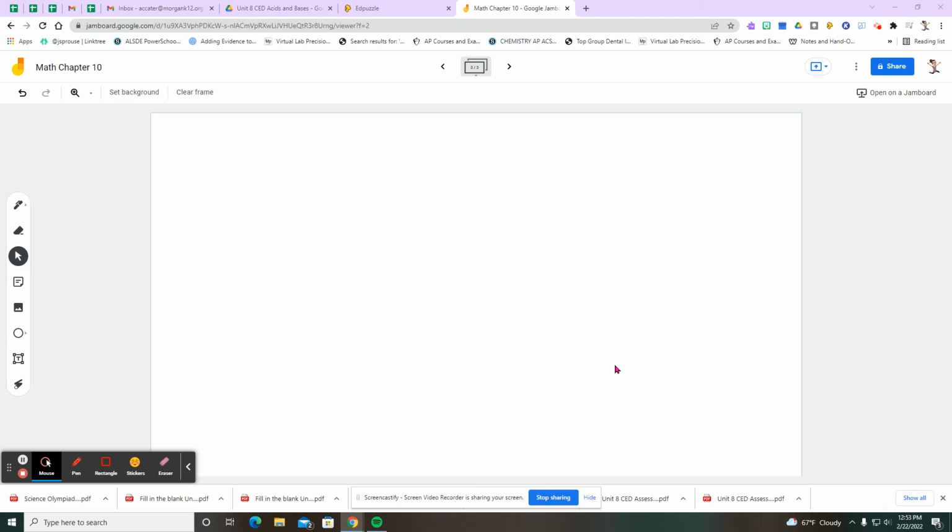All right, so this is our 10.2 Ed puzzle for Molly Mathematics. So in 10.2, we're going to talk all about triangles. So let's jump right in. Of course, you know a triangle is a three-sided figure.